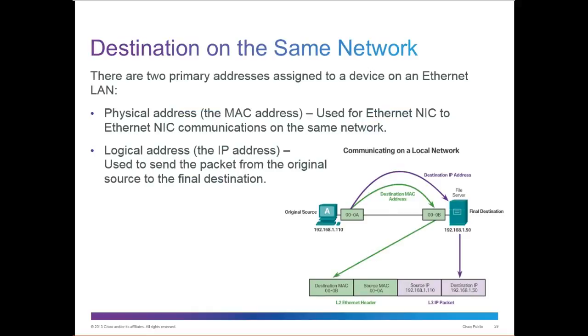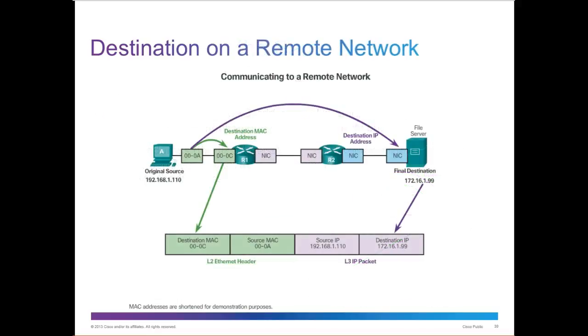Now, two addresses are assigned to every device on the Ethernet. We've already talked about this, but we're restating it now because it's very important. The physical address, the MAC address, is burned into the NIC, and the IP address is assigned by the administrator. The IP address helps get that packet across the world to different networks. The MAC address is used inside the local network. That's very important to know.